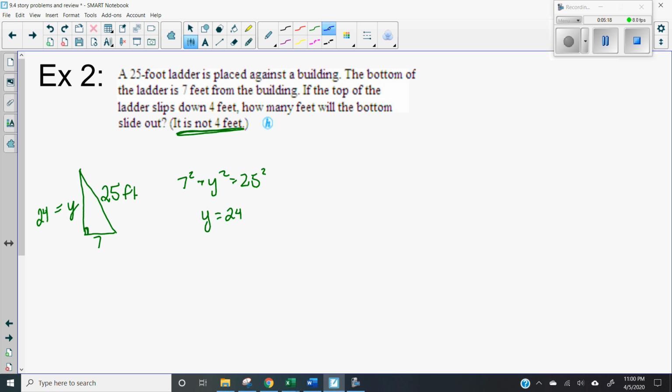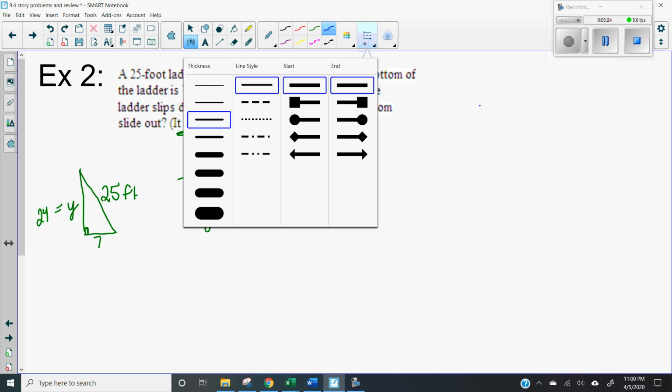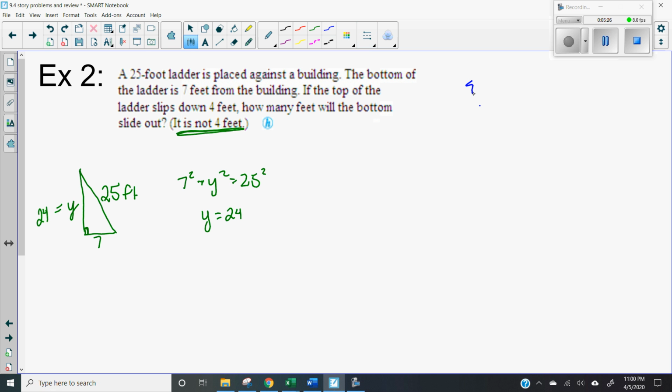Now, all we're going to do is just adjust our triangle. It says that it's going to slide down 4 feet. So instead of being 24 feet up the building, which is a little bit shorter now, it's only 20 feet up the building. The ladder is still 25 feet long. That's sort of the key to this problem. You need to realize that that does not change.